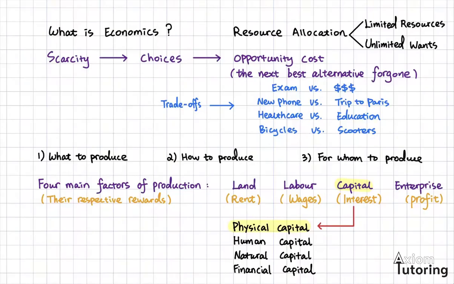What exactly is economics? Why does it matter not just for students but for everyone? Economics is a study of how to allocate resources, finite resources, to meet people's infinite needs and wants. Essentially, it is a study of how we make choices.